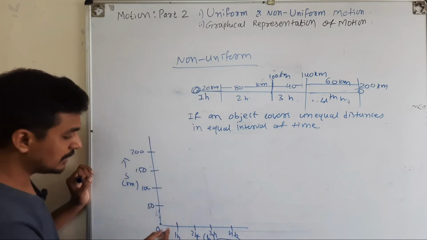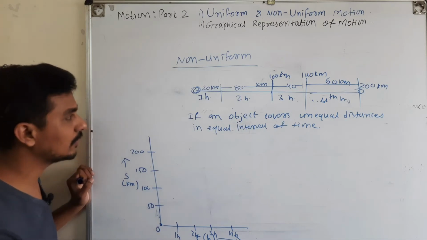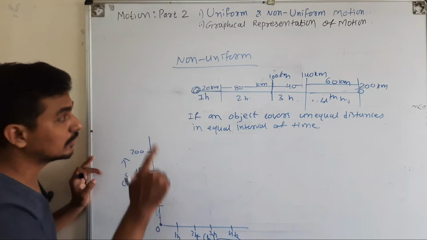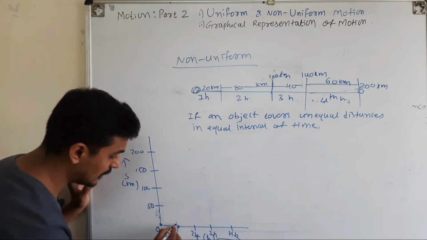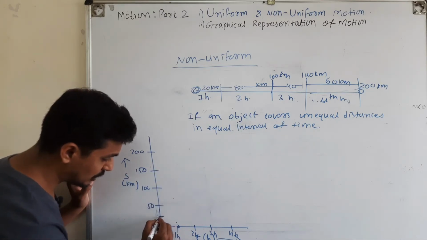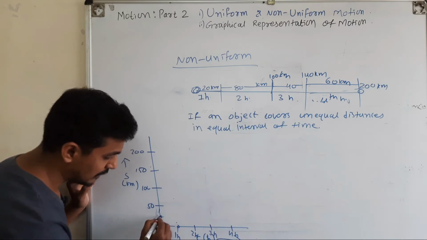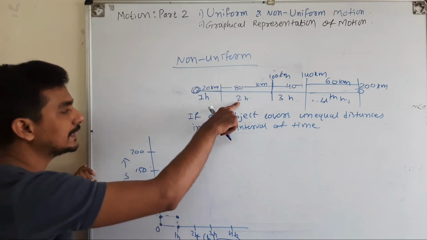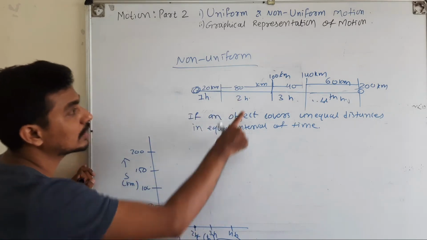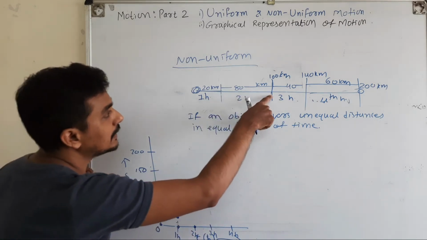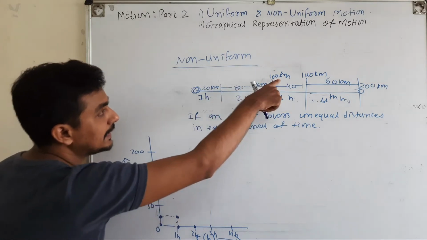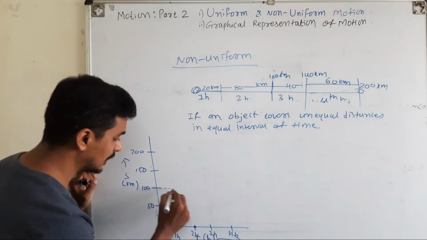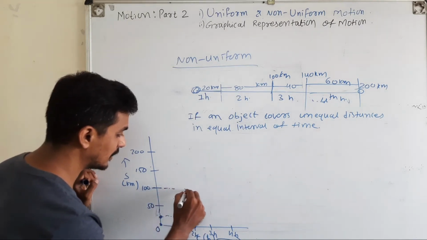Now initially you are at rest, you are not moving at all. Then in the first hour you are covering a distance of 20 kilometers. So this is the first hour here, and the distance covered is approximately 20. If you join this you will get a point here. Now in the second hour you are covering a distance of 80, that is 20 plus 80, 100. So you are covering a total distance of 100 kilometers by the second hour.